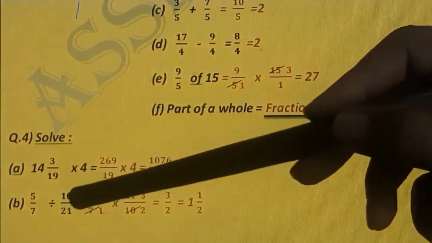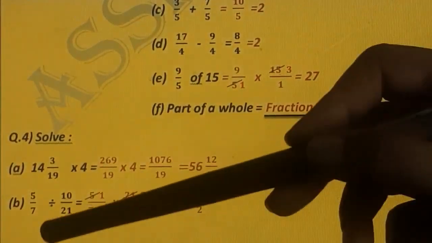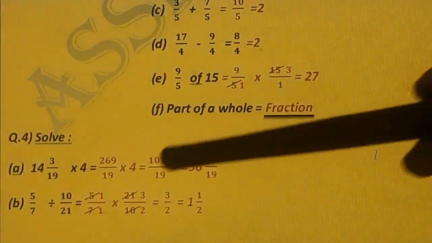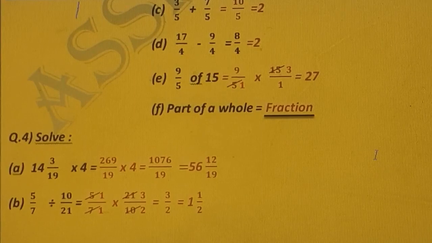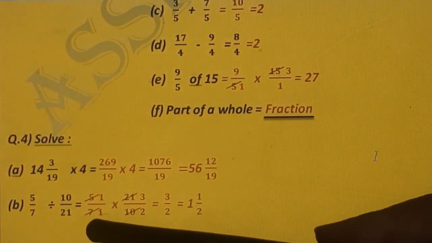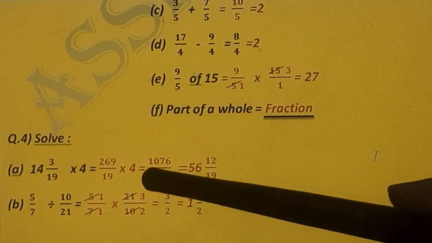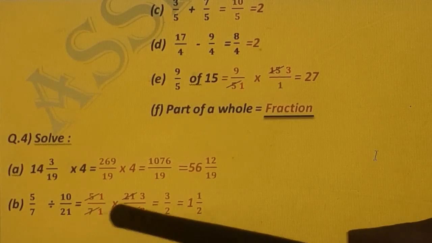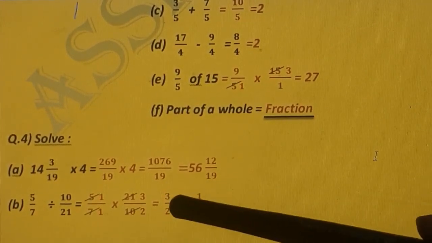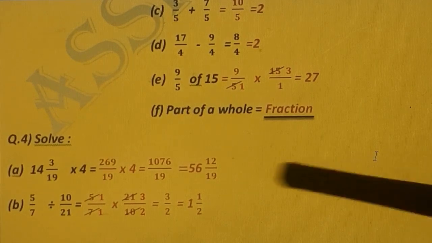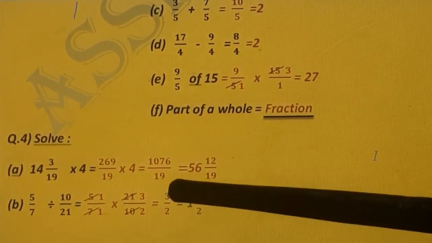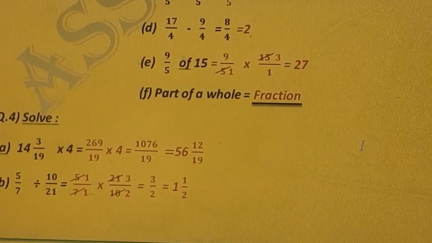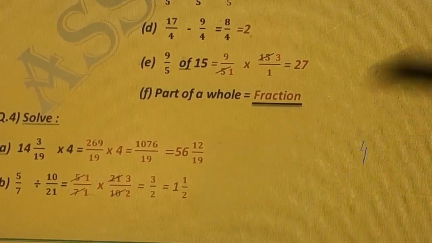Next is 5 upon 7 divided by 10 upon 21. Divide will be replaced by multiply, and we will take the reciprocal of 10 upon 21. It will become 21 upon 10. Now 7 ones are 7. 7 threes are 21. 5 ones are 5. 5 twos are 10. After cancellation, 3 ones are 3, 2 ones are 2. We have now 3 upon 2. 3 upon 2 is an improper fraction, so 3 will be divided by 2 and we will get the mixed fraction, that is 1 whole 1 upon 2.